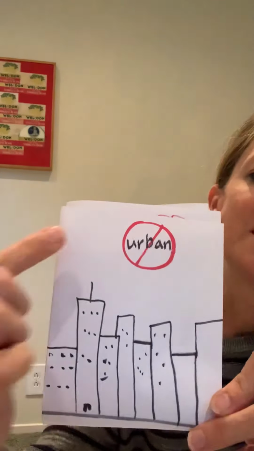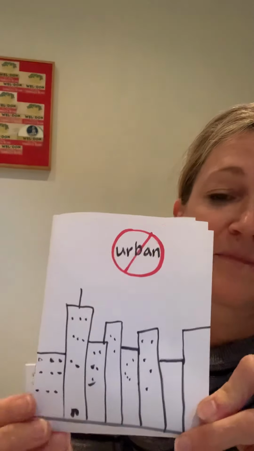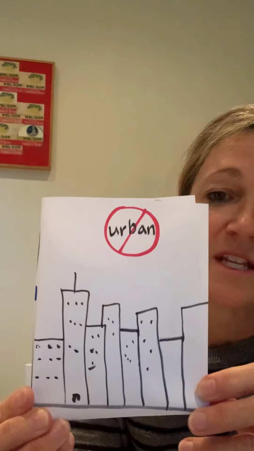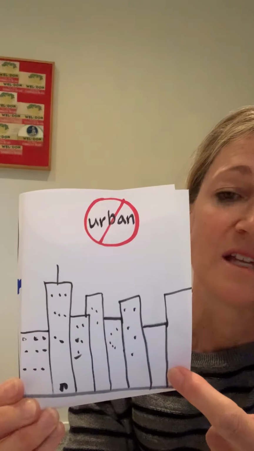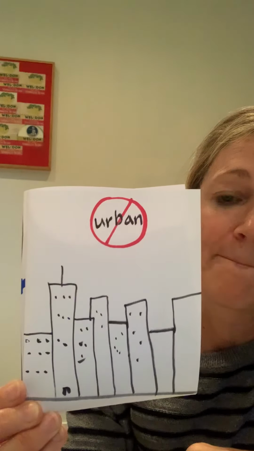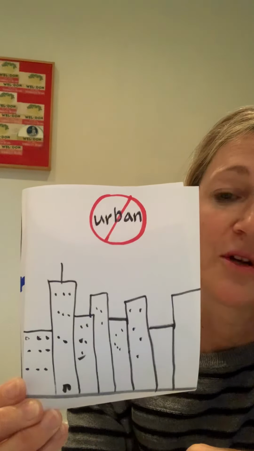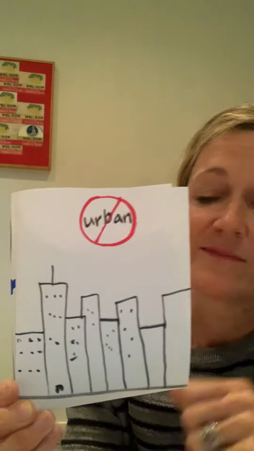Okay, and for me, what rural is not, and you can see I put a no sign on the word urban. Rural is the opposite or is an antonym of urban. And an urban setting is a bustling city setting. That's the opposite of a rural setting. So go ahead and make your own picture of what it is not.